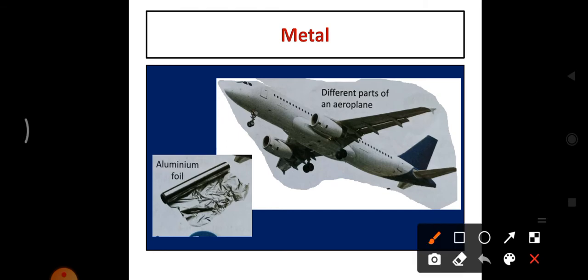See here, this is an aeroplane. Most of the parts of aeroplanes are made up of metals. And this is aluminium foil. Aluminium is also one of the metals.